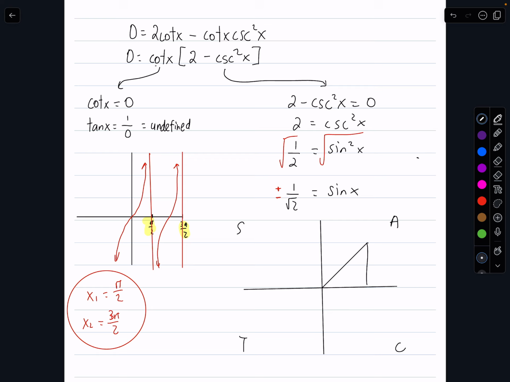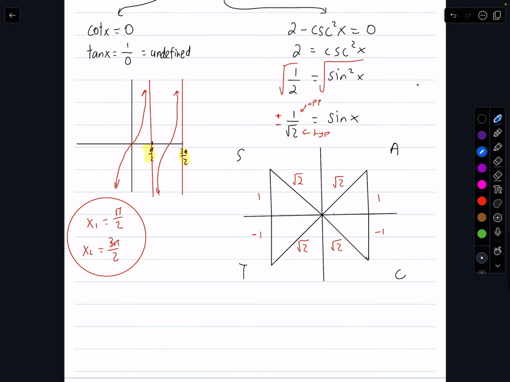So if I draw this triangle, it will be in all 4 of these quadrants, right? The C and T are where it's negative, and then the A and S are where it's positive. And we know that sine, remember, is opposite over hypotenuse. This is from SOHCAHTOA. So opposite over hypotenuse, opposite over hypotenuse, but this one's going to be negative, and opposite over hypotenuse. So in this case, I'm going to have 4 different x values. This is going to be my x1. This is going to be my x2. This is going to be my x3. And this, all the way around, is going to be my x4.